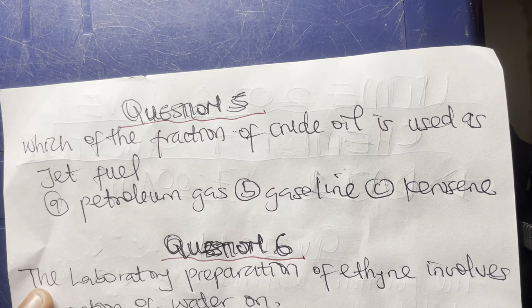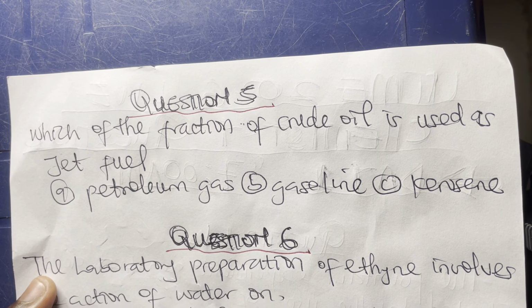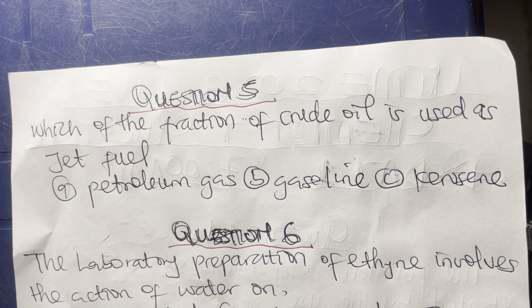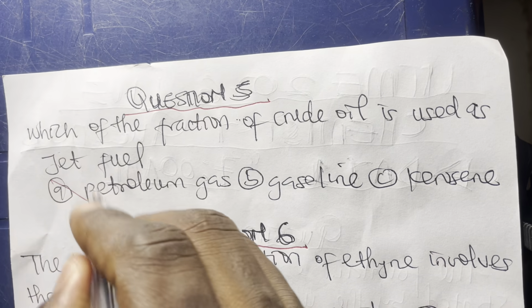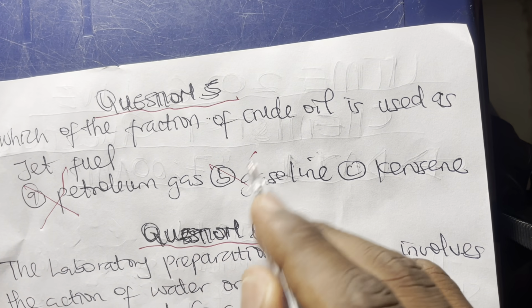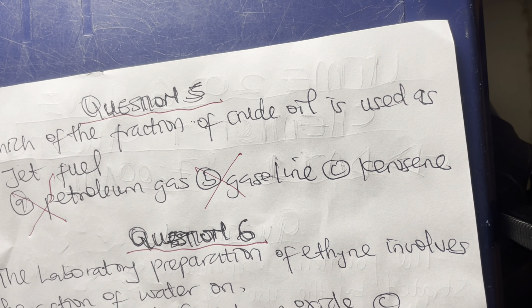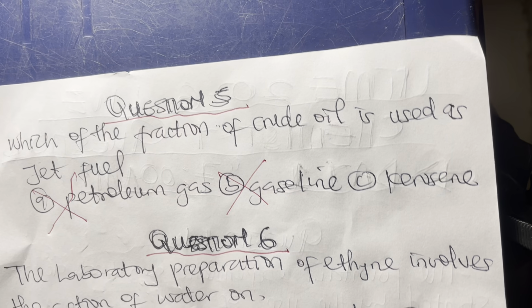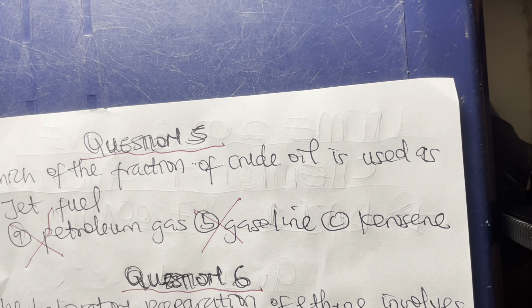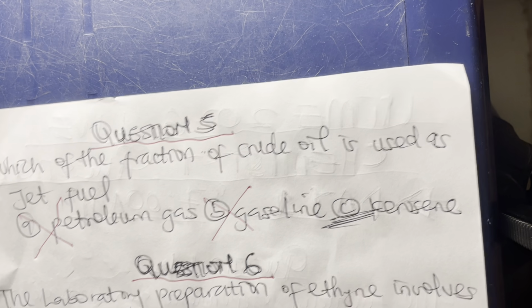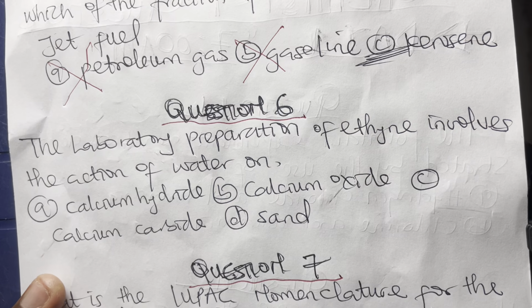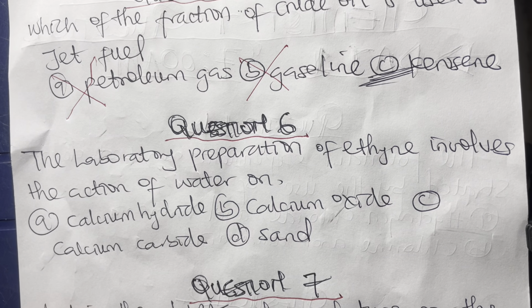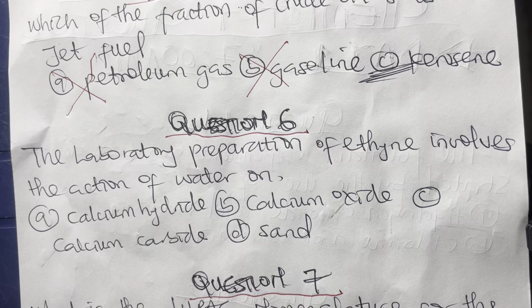All right. Now the next question is this. Look at this question. Question 5 says, which fraction of crude oil is used as jet fuel? Is it petroleum gas? No. Is it gasoline? No. The correct answer is what? Kerosene. Kerosene is used as jet fuel. That's the correct answer.